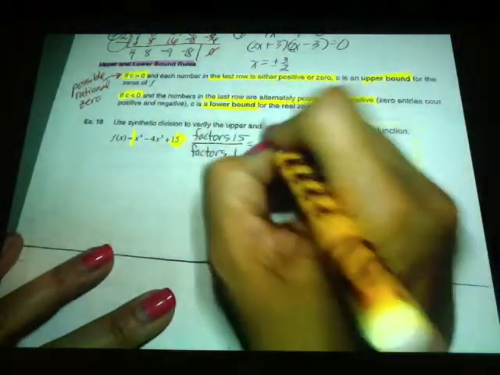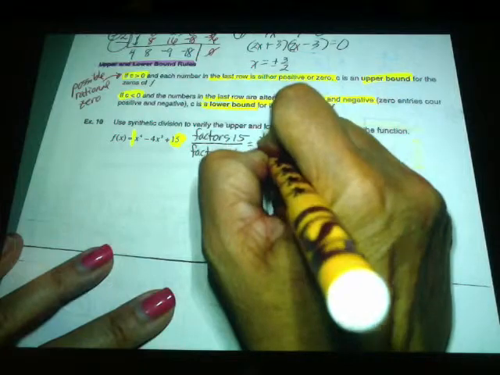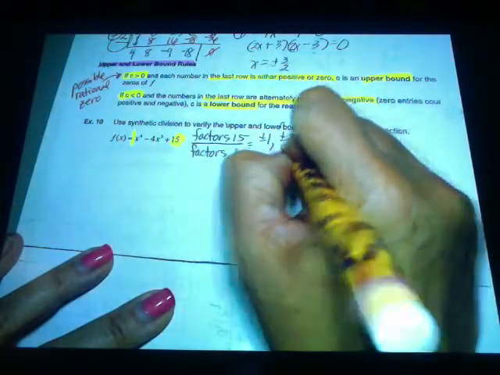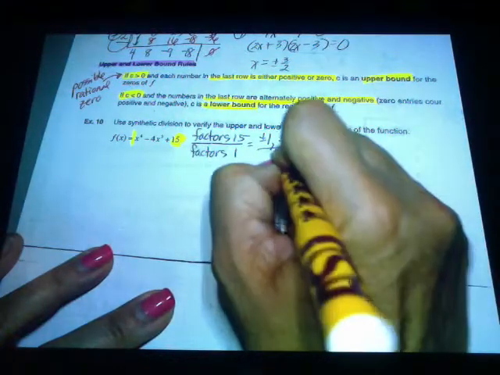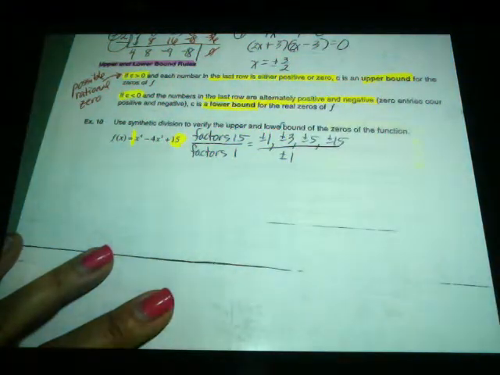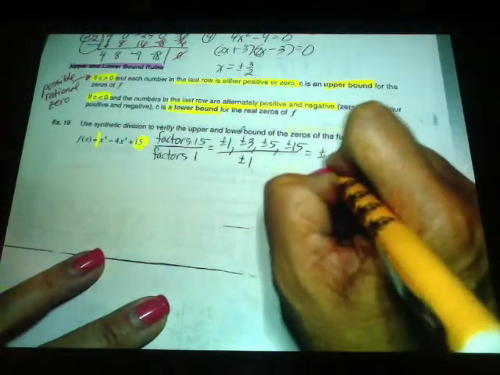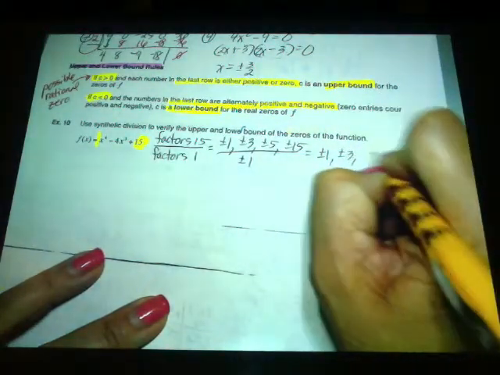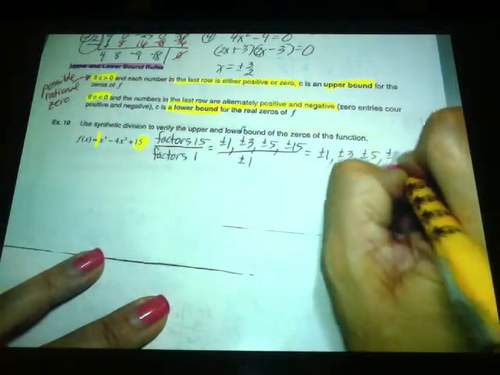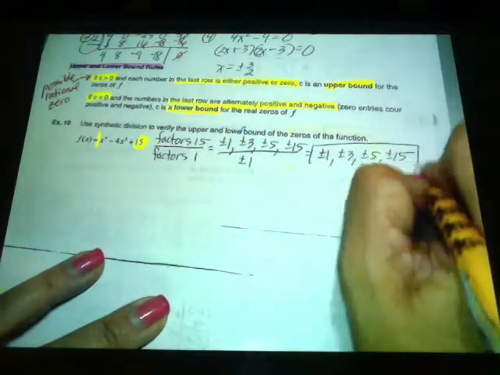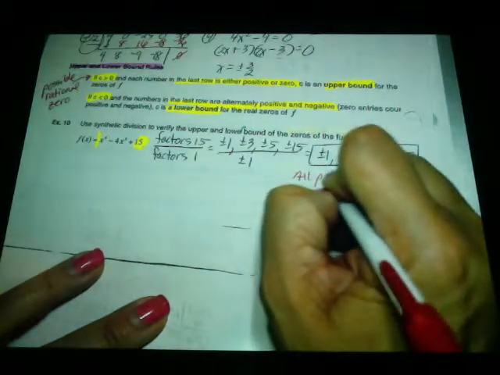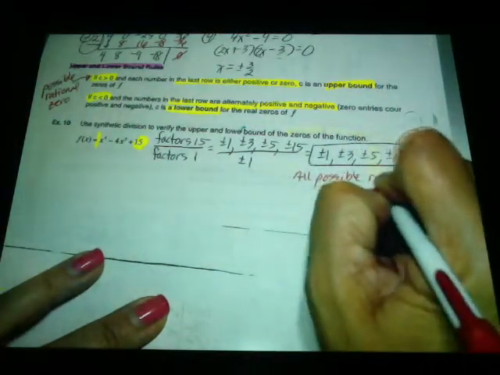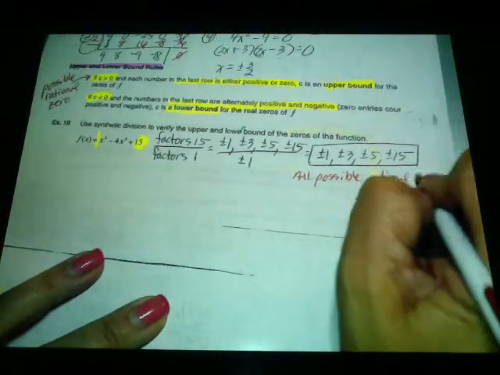So what are my factors of 15? 1, 3, 5, and 15. And my factors of 1 are plus and minus 1. So that's easy. Isn't my numerator all my possible factors? Because if I put them all over 1, they are themselves. So these are all my possible rational zeros.